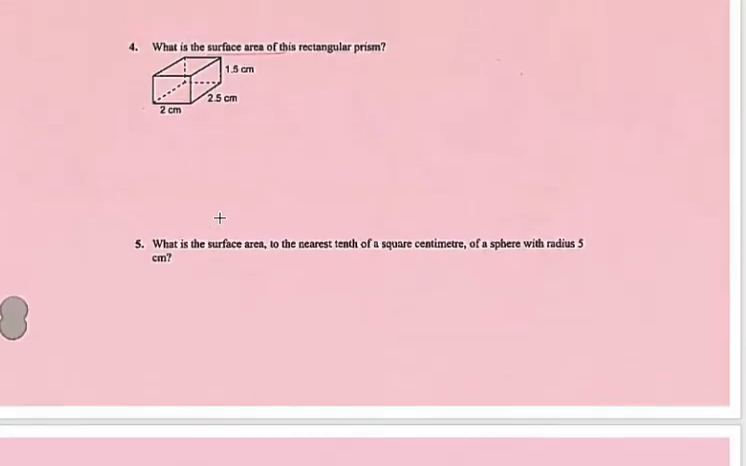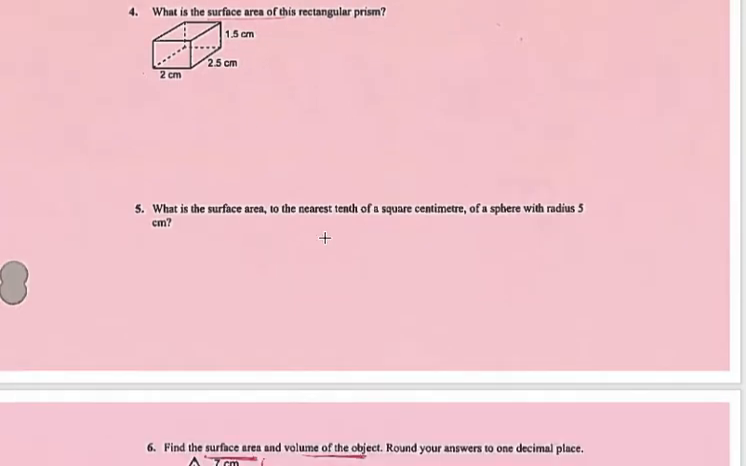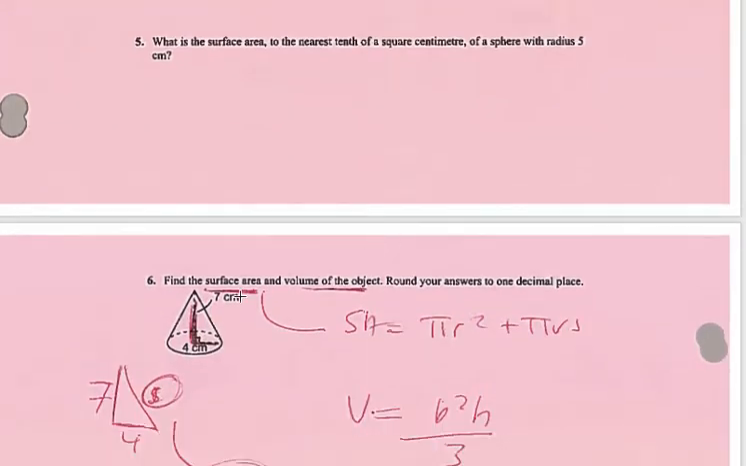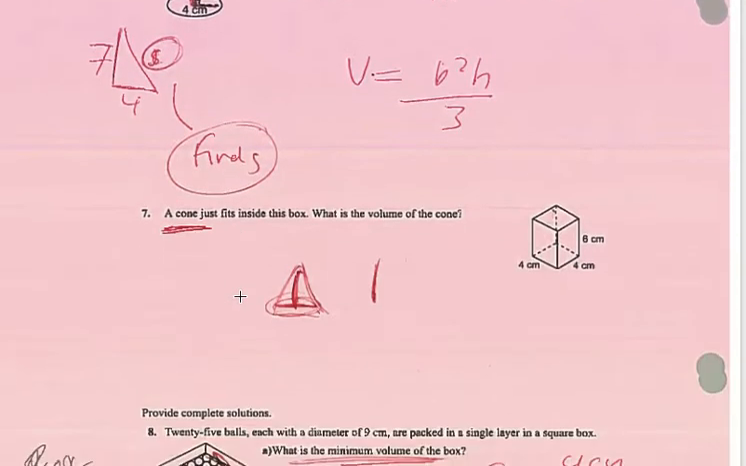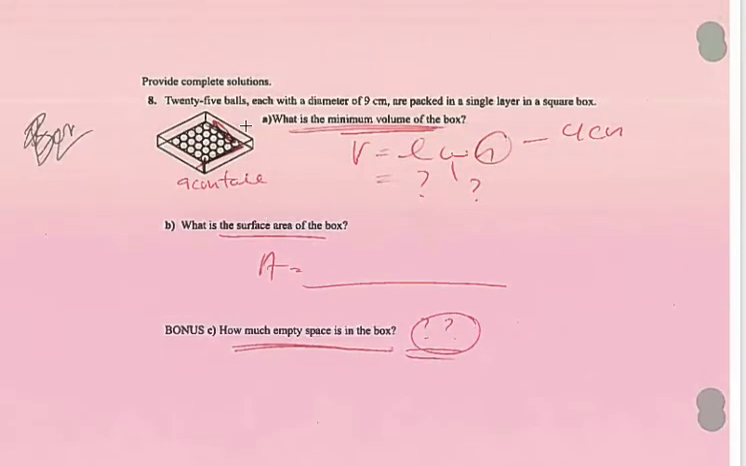Here you're looking at surface area. Find out the surface area of this prism. What's the surface area of this question here? And then you're going to keep going with spheres and that sort of thing. This question at the bottom is really neat. The volume: 25 balls, each with a diameter of 9 centimeters. So each of these is 9 across.